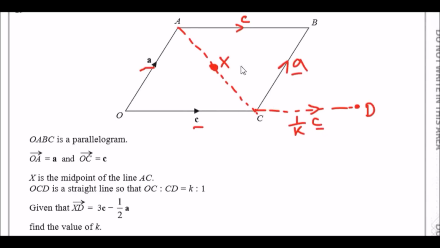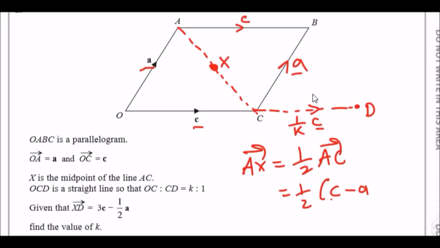Before we get X to D, let's find something that relates X. Because X is the midpoint, moving from A to C, we can say that A to X is literally half the distance of A to C. So let's write it down: going from A to X is half of A to C. Make sense? Let's find A to C then. Going from A to C, you can travel across this vector and go back, so it'll be plus c minus a. So that's literally the value of the vector. There are probably other variations, but this works fine.